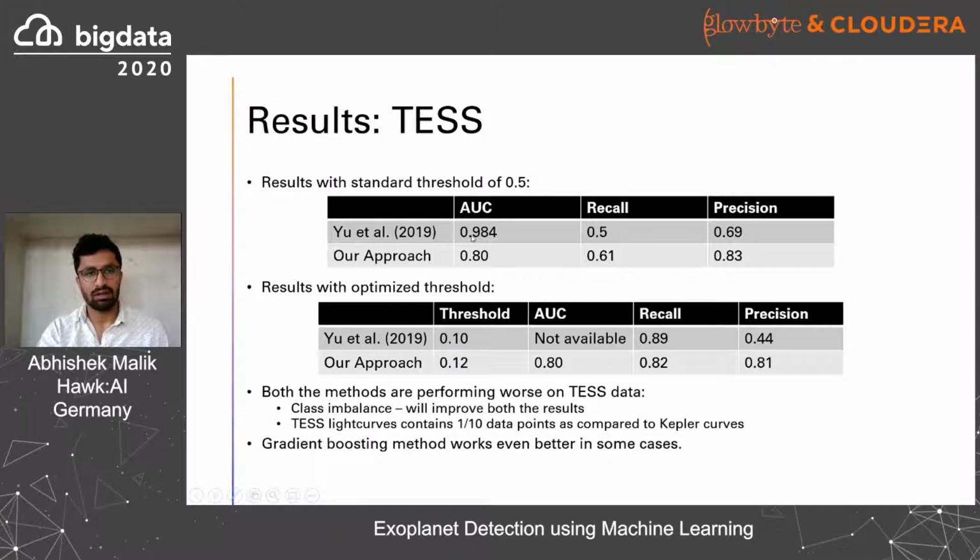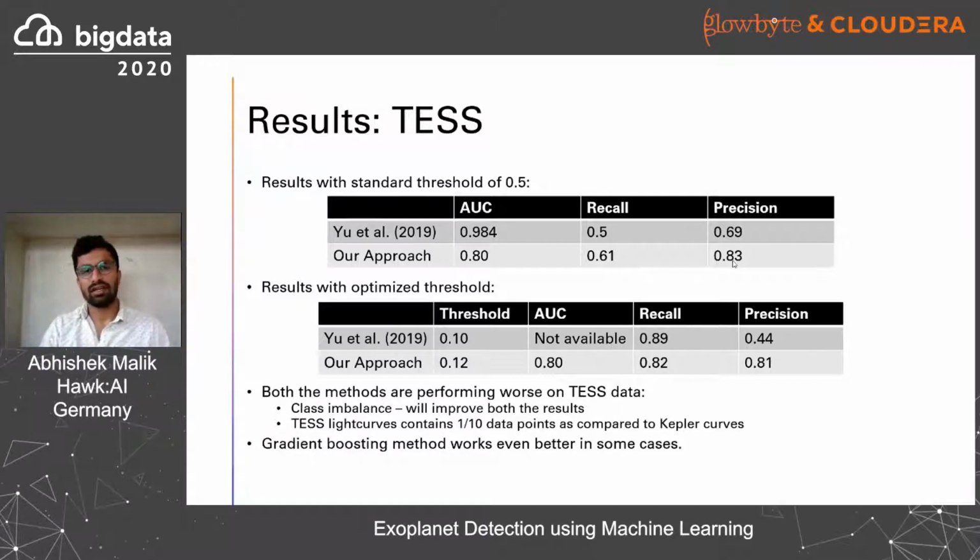As we can see, the big model you see here produced an AUC of 0.98, which is pretty high, a recall of 0.5, which I would say is very low because we are missing half the planets present in there, and a precision of 0.7. As opposed to this, our model produced an AUC of 0.8, a recall of 61, which is higher than the last case, and a precision of 83, which is also higher than the last case.